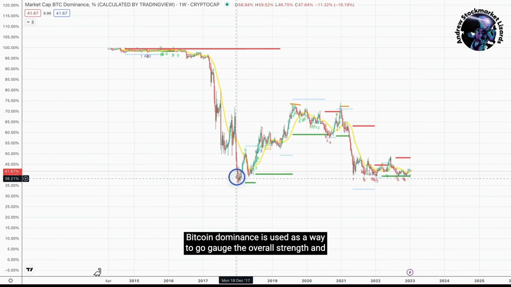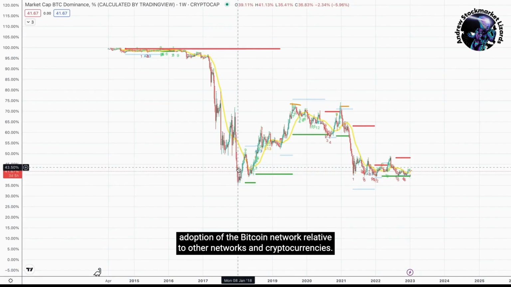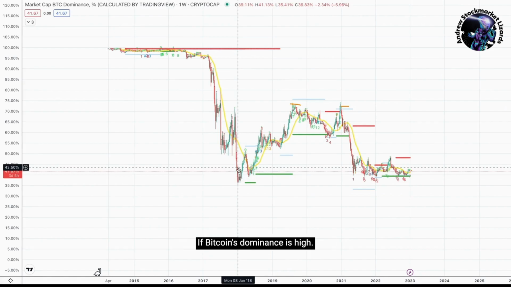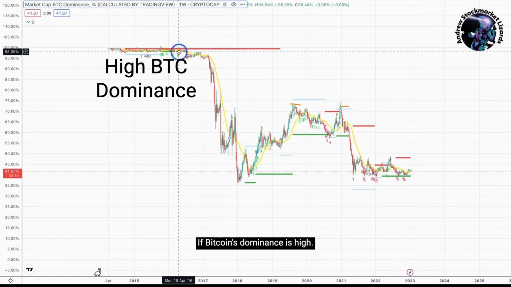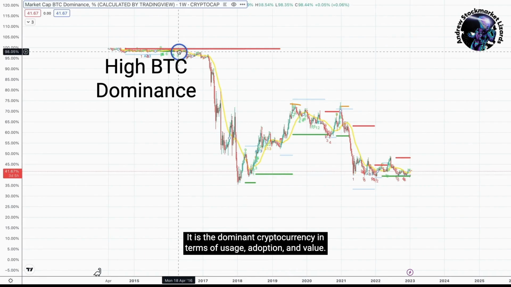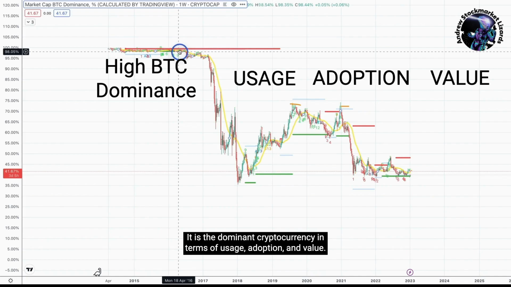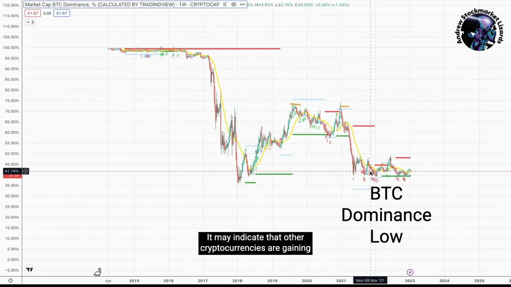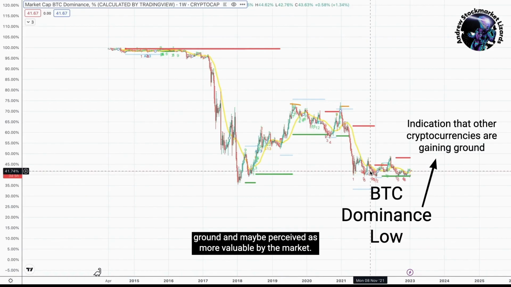This means that the value of all Bitcoins in circulation accounts for 35% of the value of all cryptocurrencies. Bitcoin dominance is used as a way to gauge the overall strength and adoption of the Bitcoin network relative to other networks and cryptocurrencies. If Bitcoin's dominance is high, it may indicate that it is the dominant cryptocurrency in terms of usage, adoption, and value. On the other hand, if Bitcoin's dominance is low, it may indicate that other cryptocurrencies are gaining ground and may be perceived as more valuable by the market.